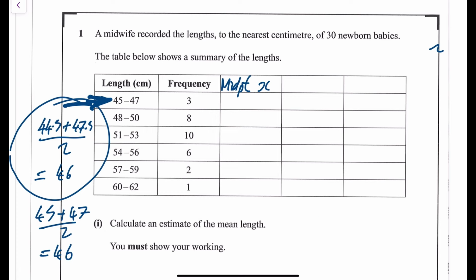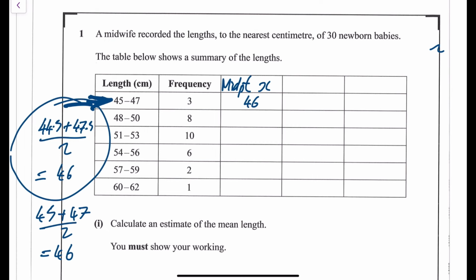Right. First of all, add 45 and 47 divided by 2, you get 46. Next one, doing the same idea, it's going to be 49, 52, 55, 58, and 61. So that's your F column, that's your X column, this column then is your FX. Multiply 3 times the 46, you get 138. I would at this stage do the FX squared column.